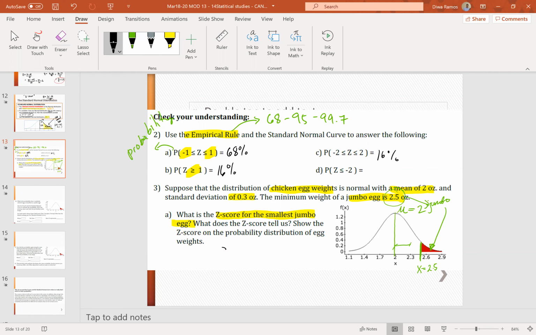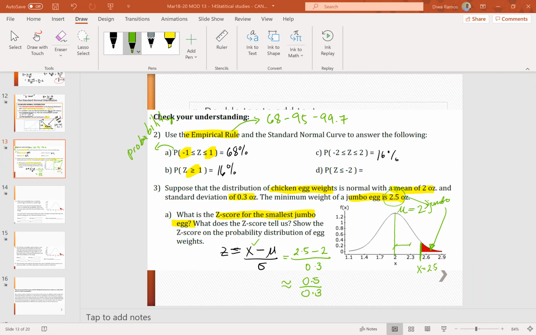We know that z is equal to x minus mu over sigma. We have all of them, they're all available for us. We know the minimum amount is 2.5, minus the mean, which is 2, and the standard deviation is 0.3. So let's see, you have 0.5 over 0.3.